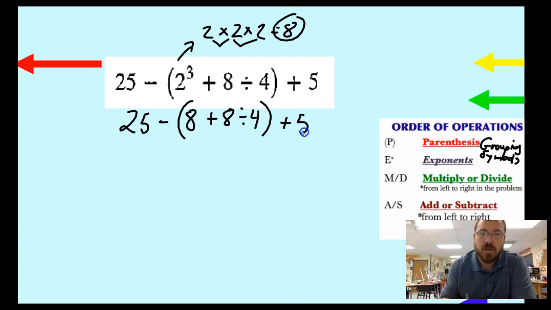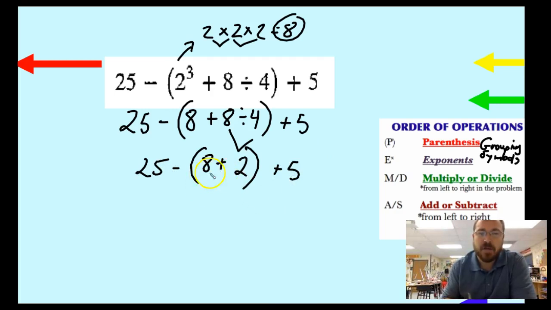Now, this is where a lot of people get tripped up because we want to solve it from left to right. But we see that there is division. Division or multiplication comes before our addition. So we have to make sure that we do our 8 divided by 4 to get 2. Bring our addition sign down, our 8 down. It's still in parentheses. 25 minus, plus 5. We still have to figure out the parentheses first. That's a 10. 25 minus 10, plus 5.